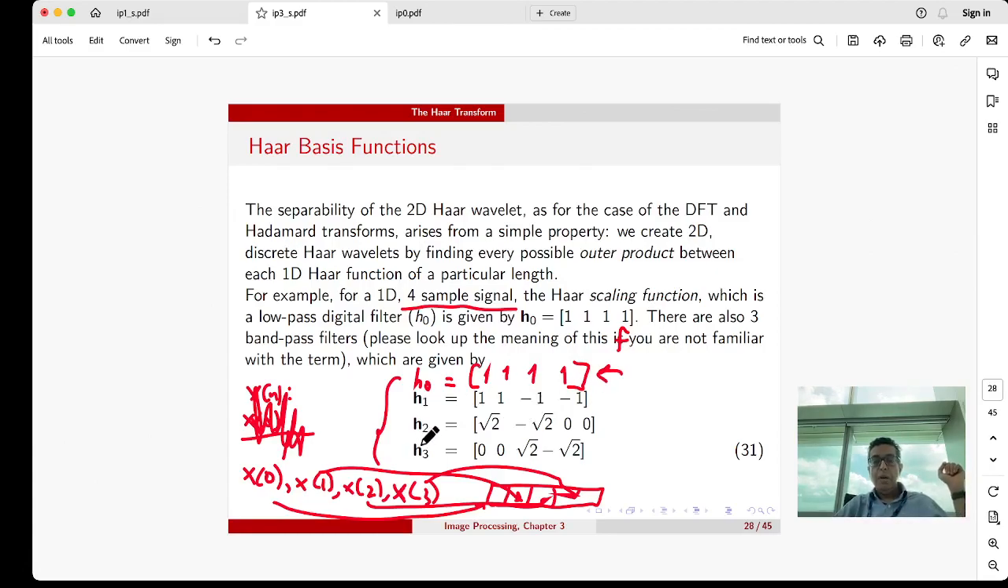And finally, H3 doesn't look at the first two values, it looks at the second two values and subtracts one from the other again. So this is telling you basically about the presence of a difference in intensity either in the first half of the 4 samples, x0, x1, x2, x3, so a difference between x0 and x1, or it's telling you about a difference that exists between x2 and x3. And hopefully that will be quite intuitive to you once you think through this carefully.